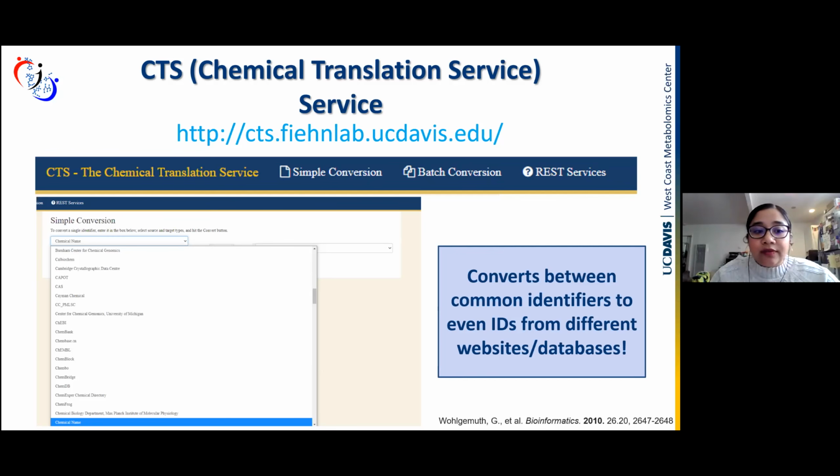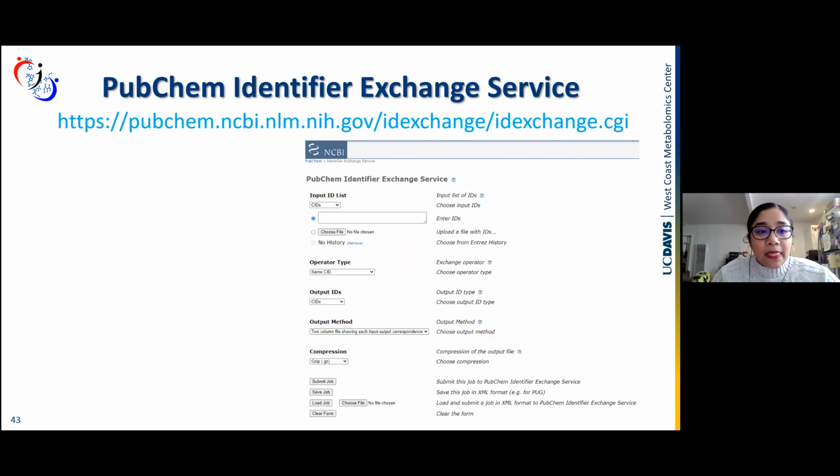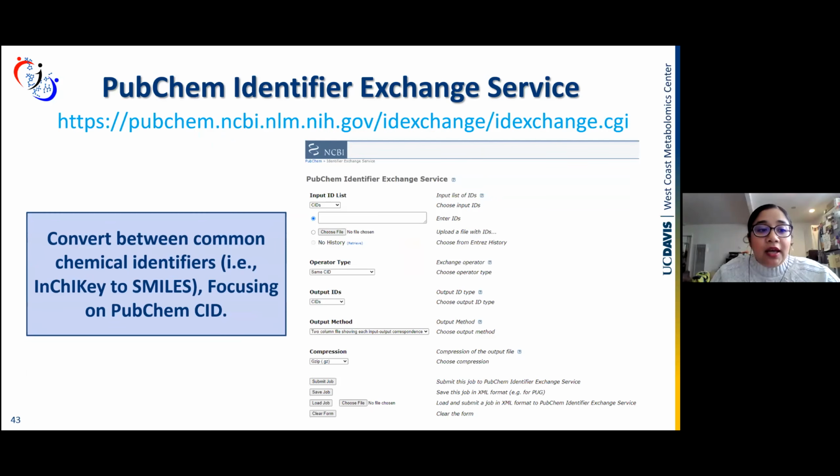And then there are different websites and database IDs that you can translate between. There's also the PubChem Identifier Exchange service. This also does something very similar, but it's focused around PubChem CIDs. Something that's unique to this is it can convert between InChIKeys to SMILES or vice versa, the other way around. These tools or services are something that I routinely use almost all the time.